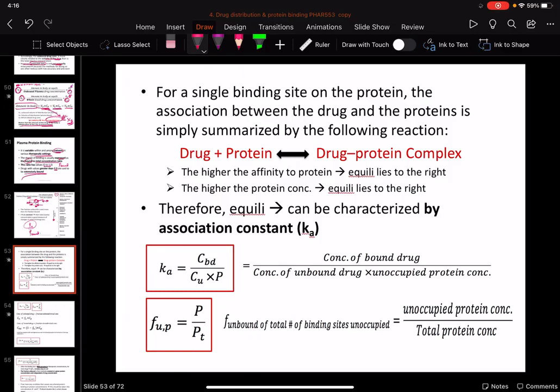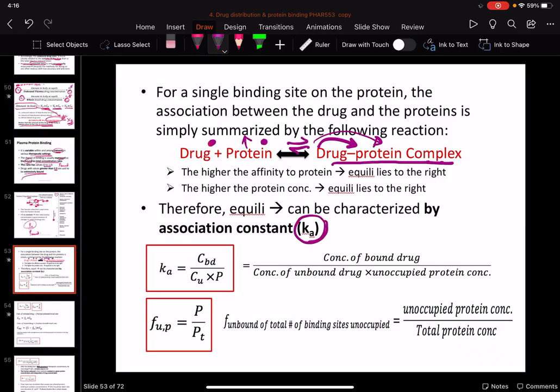But for a single binding site, which is usually the case, to understand the whole situation, we consider that we have a single binding site, which is not the case all the time. But just to understand it, we have a drug that is associating with the protein with a reversible reaction to give us the drug-protein complex. And with higher affinity, the equilibrium will move to the right, and with higher protein concentration, again, it will move to the right because it's an equilibrium, and we know that.